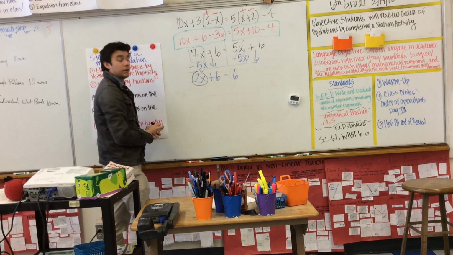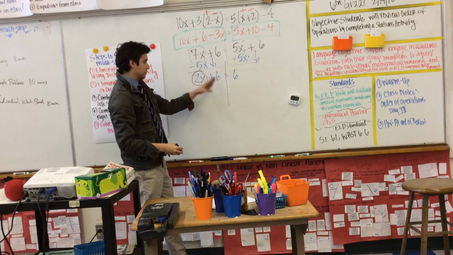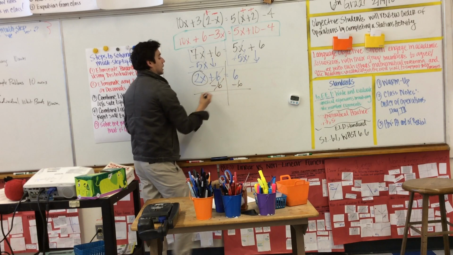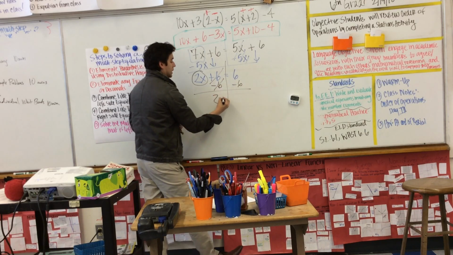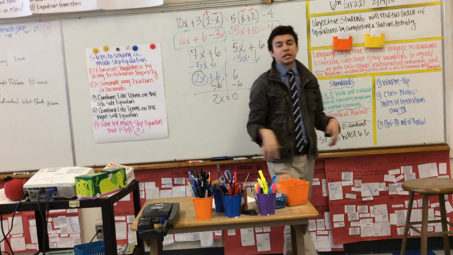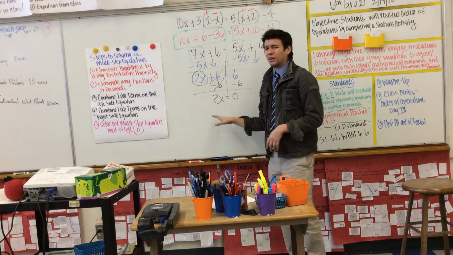Circle the variable. Draw your barrier. Who do you get rid of? Well, this 6. Inverse operation is minus 6, minus 6. Cancels out. 2x equals 0. And this is where you panic and you say, oh, the answer is no solution. Some of you guys even say that the answer is 2.